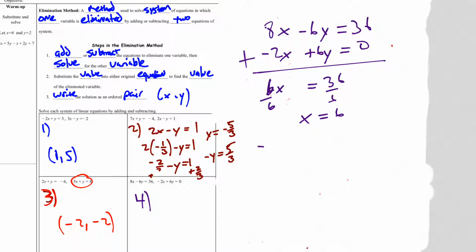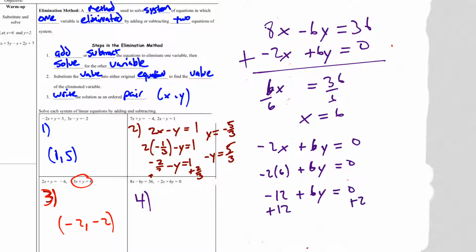Now that I know what x is equal to, I can substitute the value back into one of the original equations. x is 6, so negative 2 times 6 plus 6y equals 0. Negative 12 plus 6y equals 0. Now I add 12 to both sides. 6y is equal to 12. Divide by 6. y is equal to 2. The answer to this is the ordered pair 6, 2.